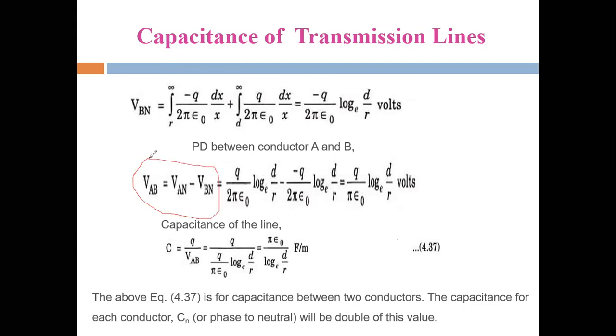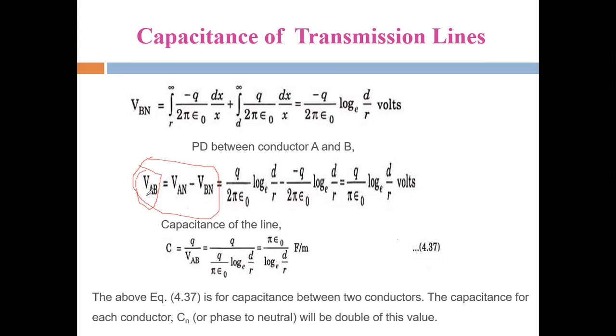VAB means the potential difference between the conductor A to B. VAN means the potential difference of the conductor A to neutral point. VBN means the potential difference for conductor B to neutral point. We subtract VAN minus VBN, then we obtain the potential difference between the conductor A to B, that is VAB.